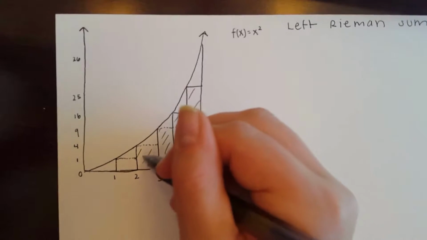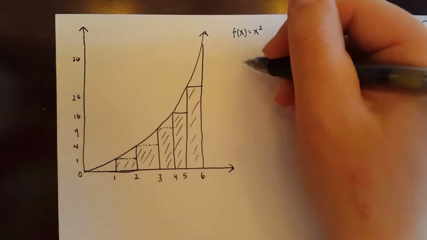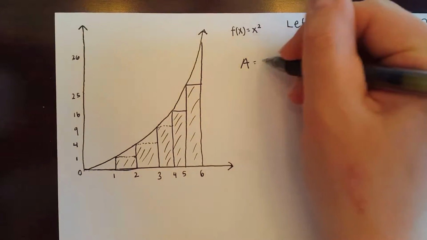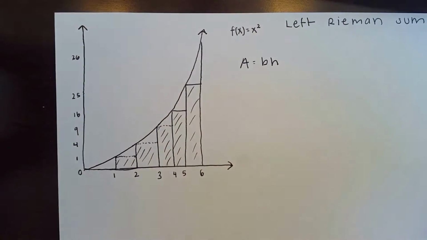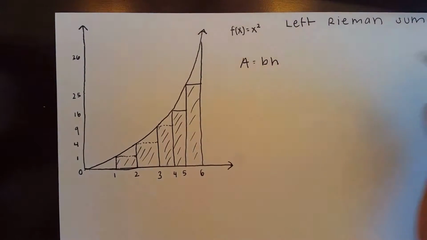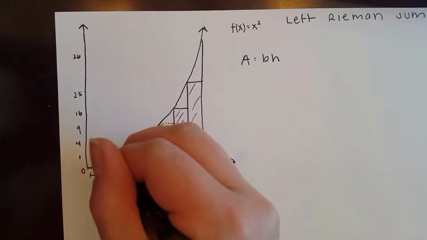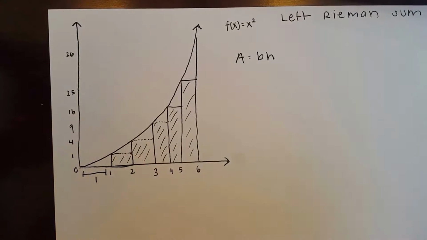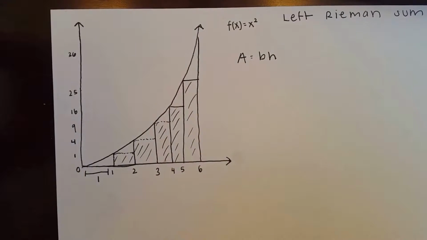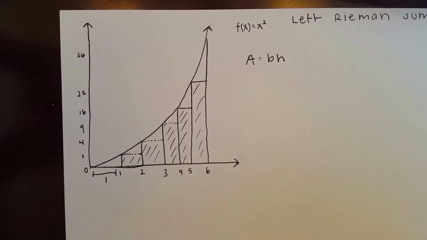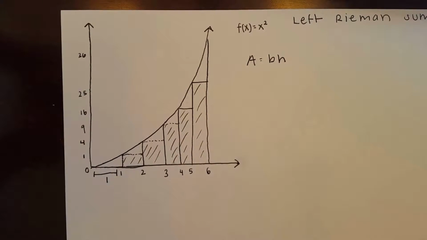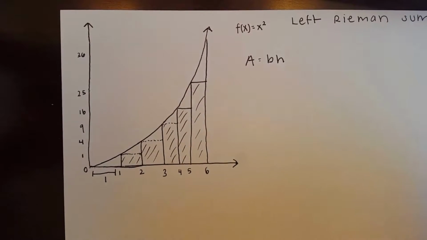So in order to estimate this area, you have to know that the area of a rectangle equals base times height. For this graph, all of the widths equal 1 because that is the width that we chose, which is usually the best idea if you're going to find a Riemann sum, is to use equal widths for all of your rectangles if that's possible.